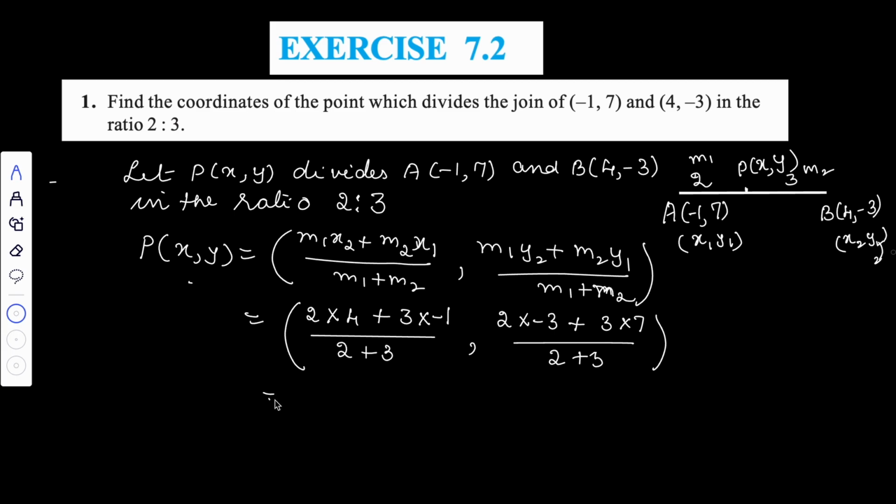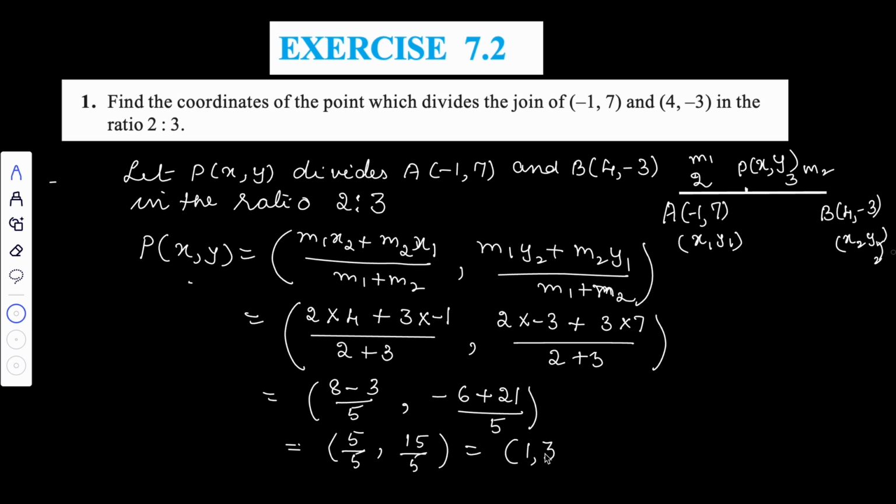Now we'll simplify this. This is equal to (8 minus 3) divided by 5, and (-6 plus 21) divided by 5. And here we are getting 5 divided by 5 and 15 divided by 5, that is equal to (1, 3). Therefore, the required point is (1, 3).